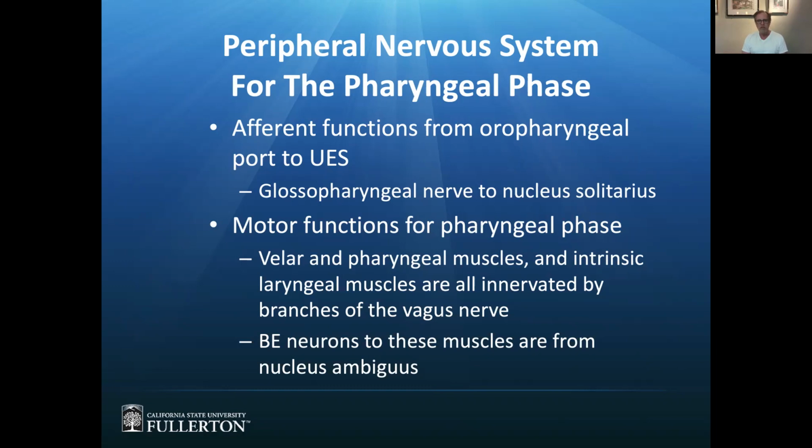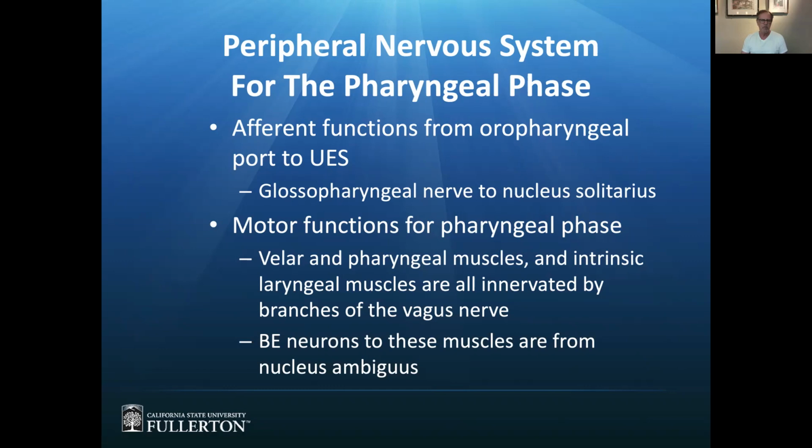Now, the motor functions for the pharyngeal phase include velar and pharyngeal muscles, all the intrinsic laryngeal muscles that are involved in closure of the larynx, and those are all innervated by branches of the vagus nerve. And all of the neurons that are carrying that kind of information are referred to as branchial efferent neurons.